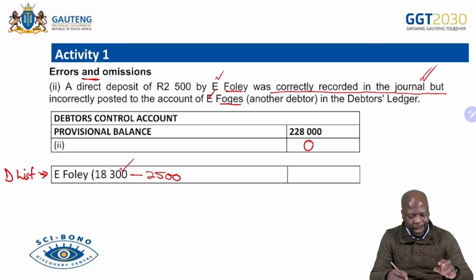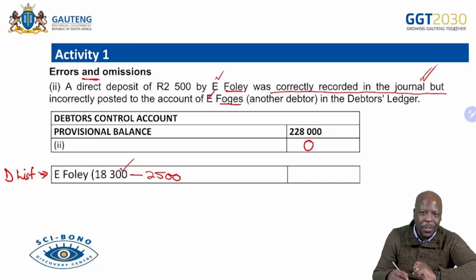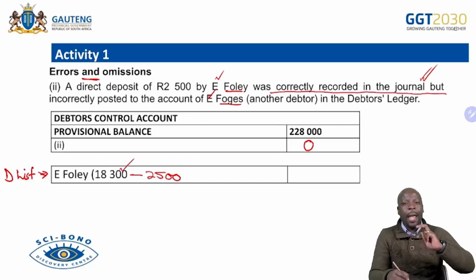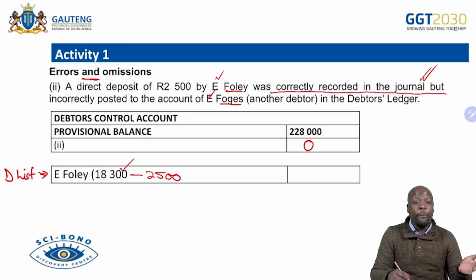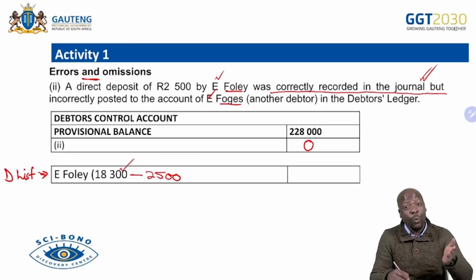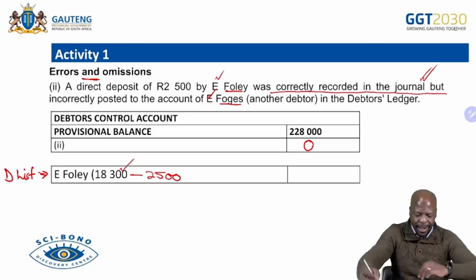And in this case, it is correctly recorded in the journal. That means if it's correct in the journal, my control is okay. Then the only place I need to go and do the correction is in the debtors list, because in the debtors list, that's where I made a mistake with the names. I recorded in eFogs instead of Foley. So I just go and correct it in the list.